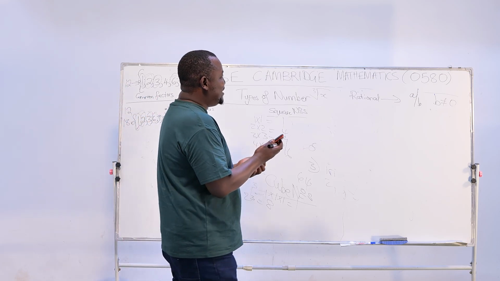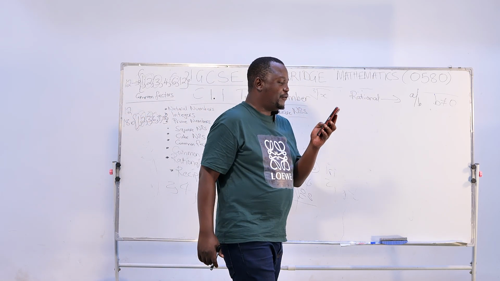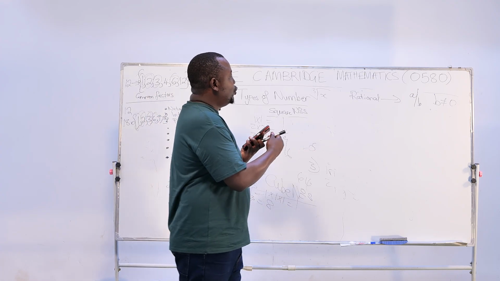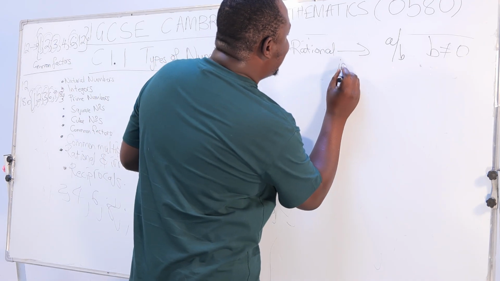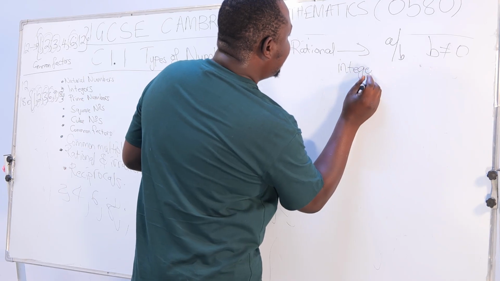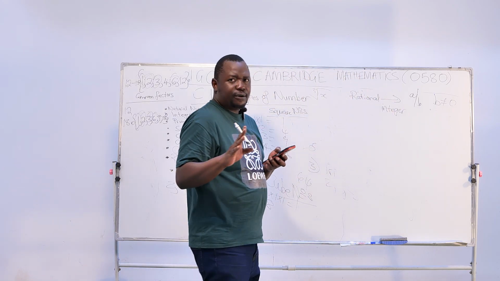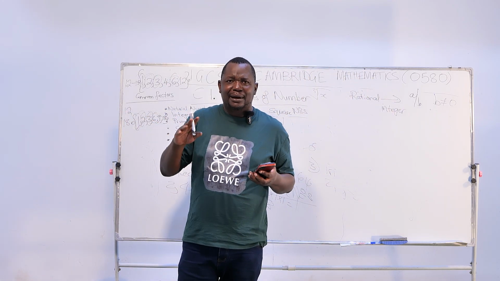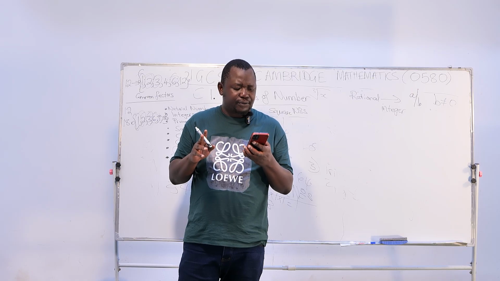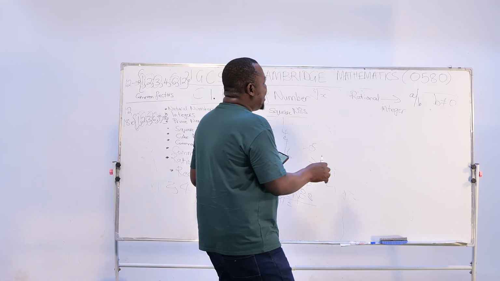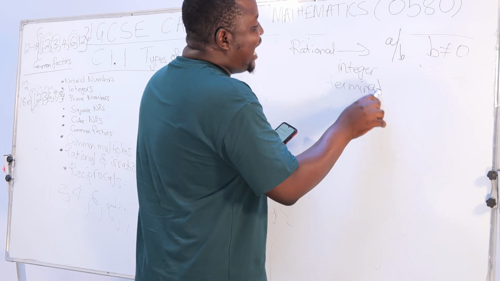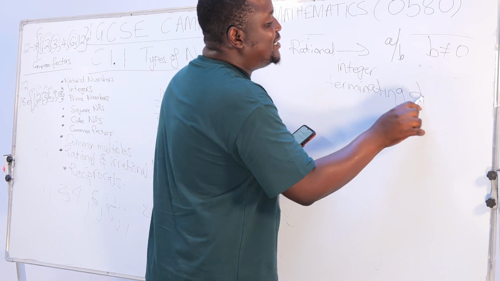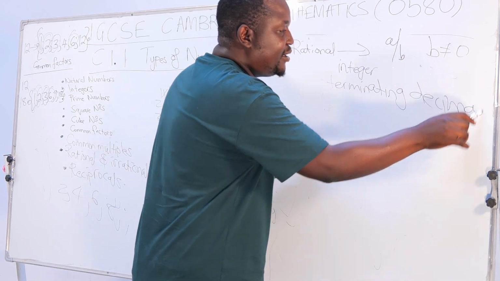So rational numbers, these are numbers that can be expressed in fractional form, and these include integers and whole numbers. All right? They are rational. Because whole numbers can be written over 1. Then we have terminating decimals. Right? It is called a terminating decimal, a decimal number that ends.